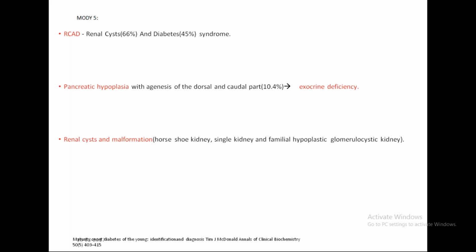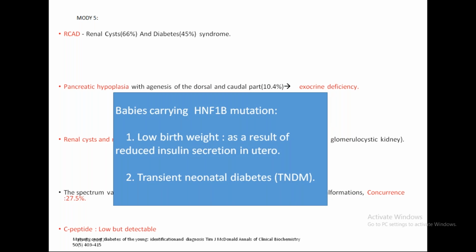Now, renal cyst and diabetes syndrome. You need to remember pancreatic hypoplasia with agenesis of the dorsal and caudal part, and exocrine deficiency is there. Renal cysts and malformations like horseshoe kidney, single kidney, familial hypoplastic glomerulocystic kidney disease can all be present. The spectrum varies; at one time diabetes dominates, and at other times urinary tract malformations occur. C-peptide is low, but it is detectable. And babies carrying HNF1 beta mutations can have low birth weight as a result of reduced insulin secretion in utero, and transient neonatal diabetes mellitus.